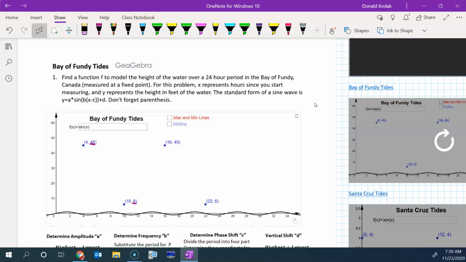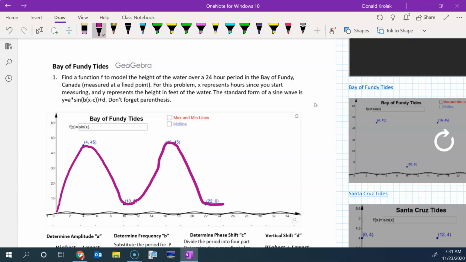We want to model the height or depth of the water at any time during a 24-hour period at the Bay of Fundy, which is located in Nova Scotia, and it's got the highest tides in the world. So we want to come up with an equation for this.